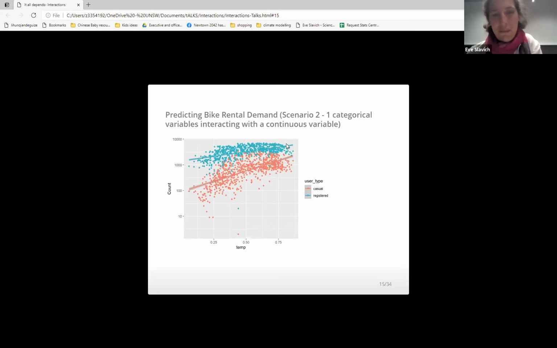And it looks plausible that the casual users have a steeper slope than the registered users. So they look like they may be more sensitive to temperature. That means as temperature increases, it changes the way that they rent bikes more, whereas the registered users have a more flat relationship.